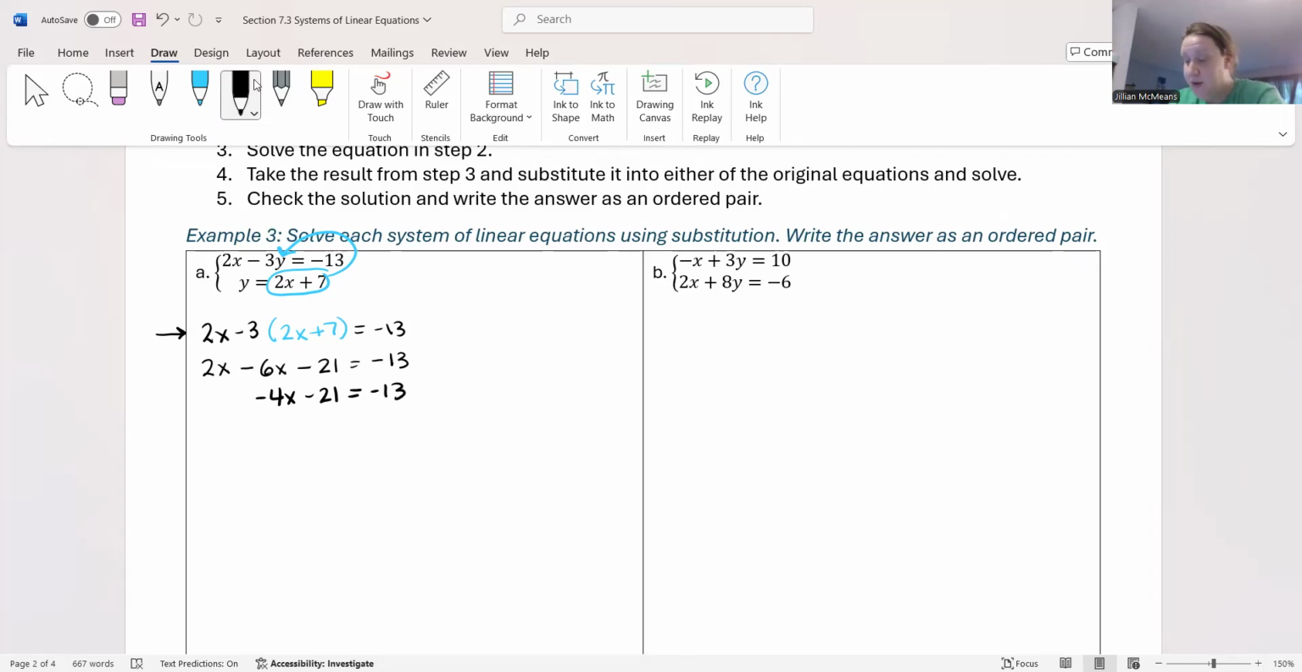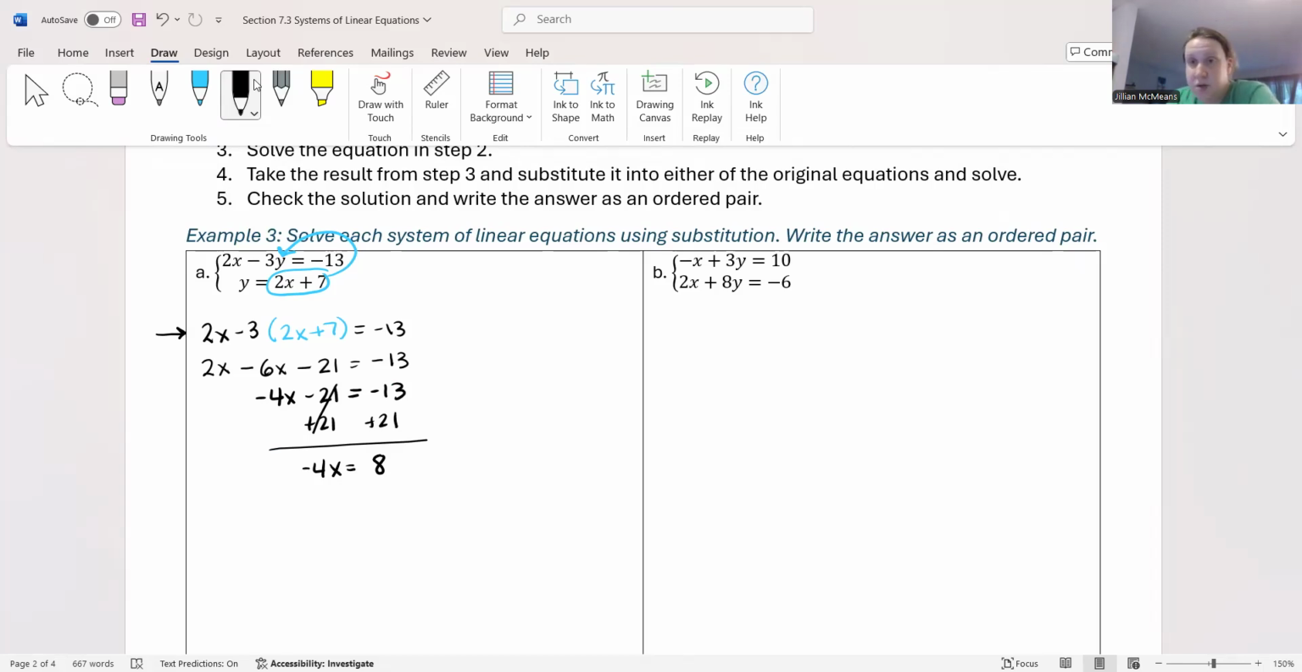Okay, now I've got all of my variables in a single term. I need to isolate that term, so I need to get the -4x alone. The -21 is the issue. To move 21, I would add it to both sides. Well, -21 plus itself is just 0, leaving me with -4x on the left. And then on the right, we get, let's see, -13 plus 21 is 8.